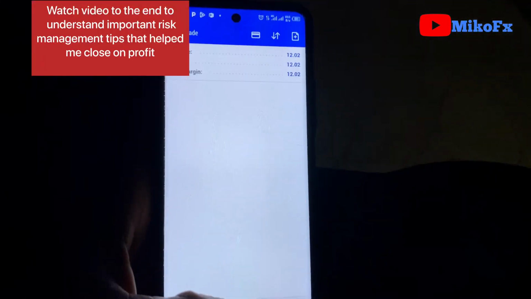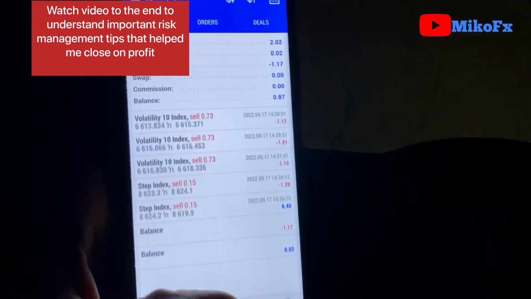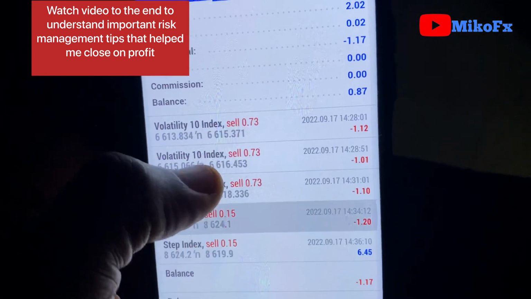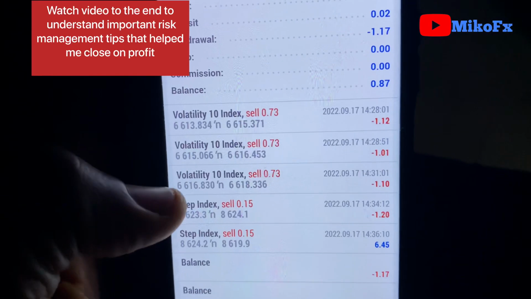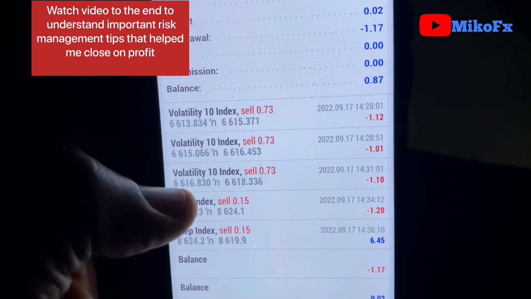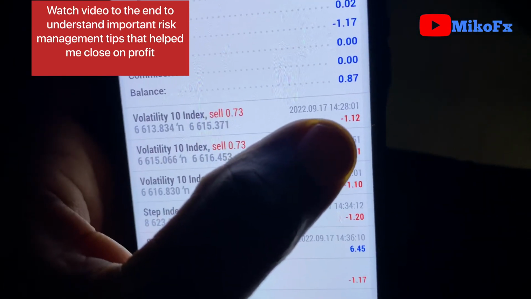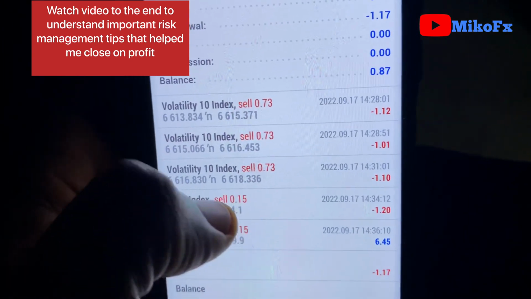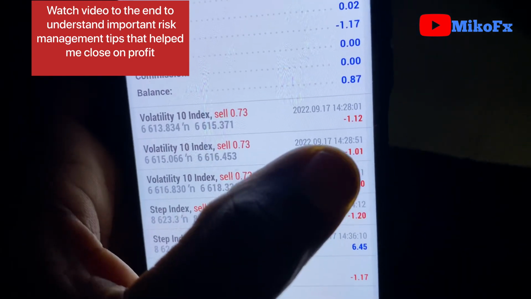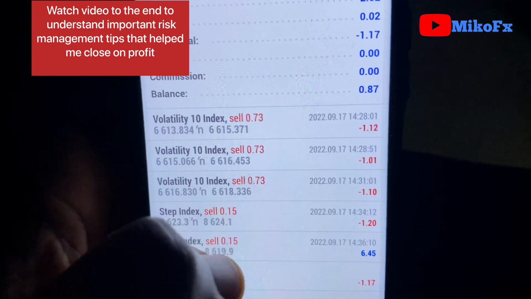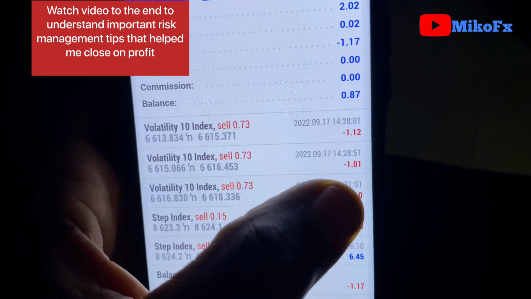Let me go back to our charts. Okay, I use a very tight lot size and I'm risking only $1. So the stop loss is really very tight. The first trade I incurred loss, second trade I incurred loss, third trade I even incurred loss. I took it 3 times, so it failed 3 times. So I was down by almost $3 here.